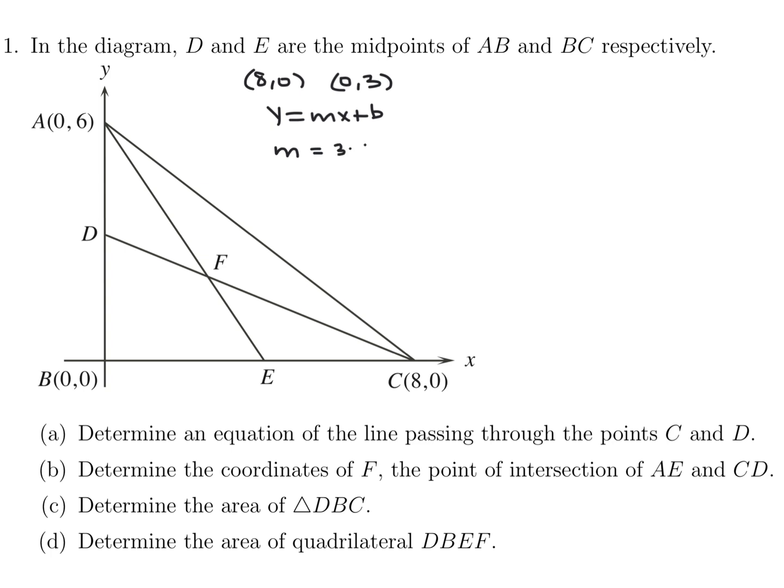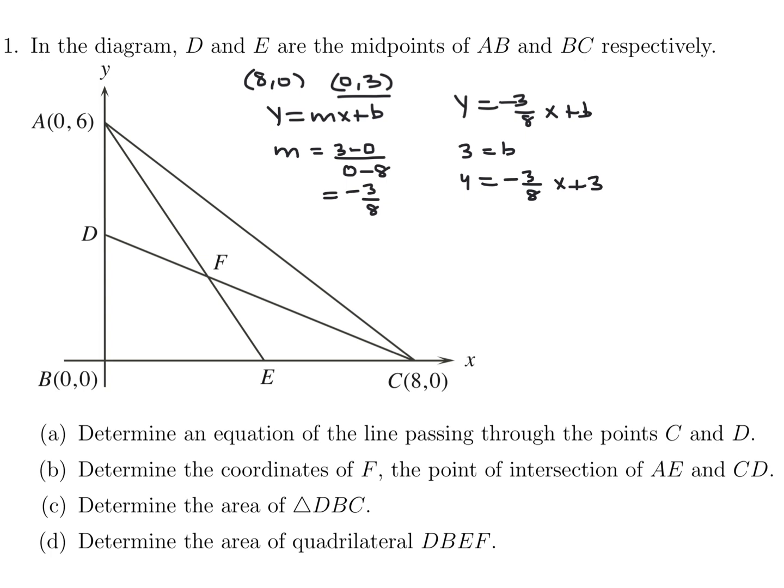So this is 3 minus 0 over 0 minus 8, and that is negative 3 over 8. So therefore, y is equal to minus 3 over 8 x plus b. Sub any of these points to get b. I'll just sub in this one. So that means 3 is equal to b, and therefore the final equation is y equals minus 3 over 8 x plus 3.